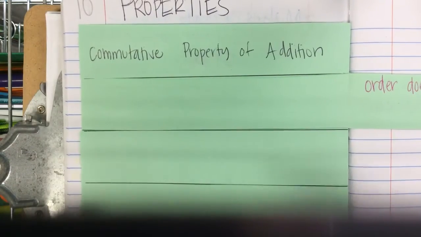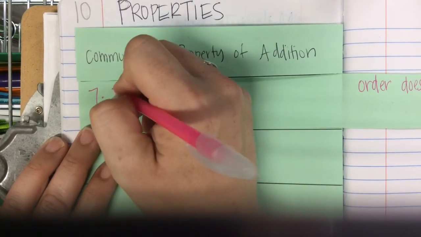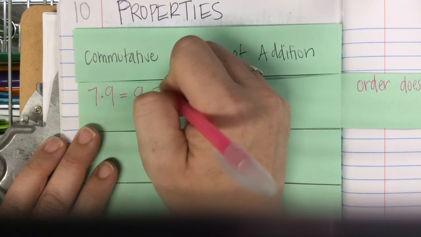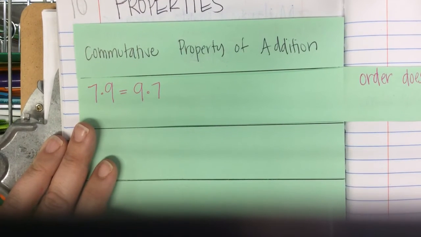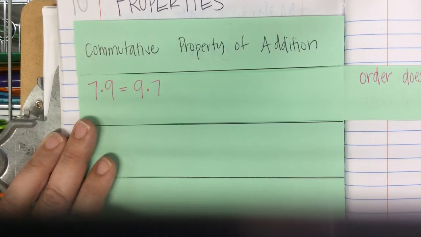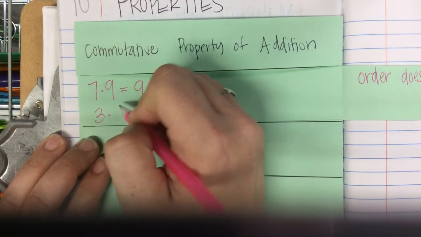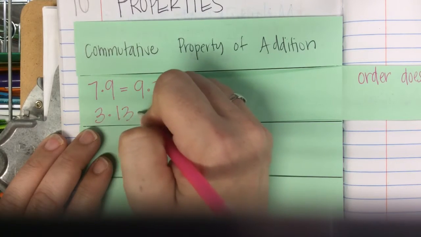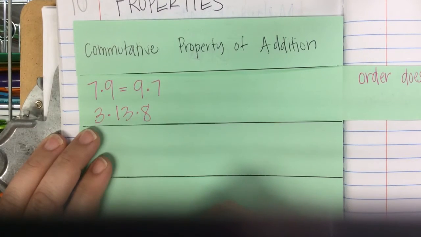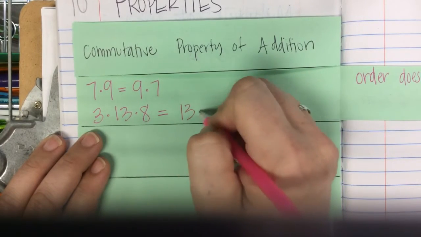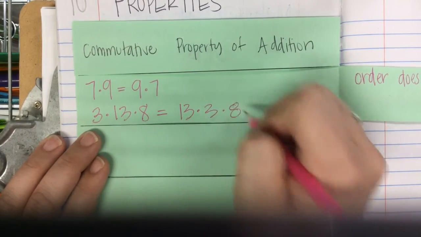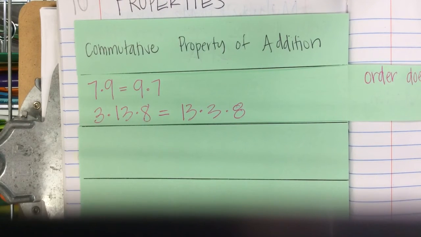So let's put an example or two. 7 times 9 is the same thing as 9 times 7. Both produce the same answer. 13 times 3 times 8 is the same thing as 13 times 8 times 3. As long as it's only multiplication, you can switch it around no matter what you want.